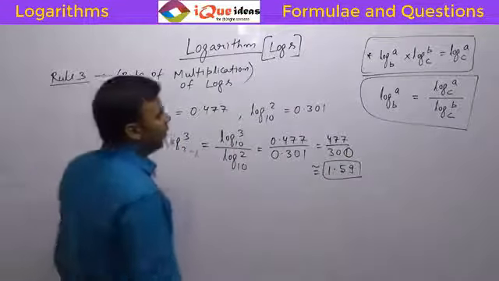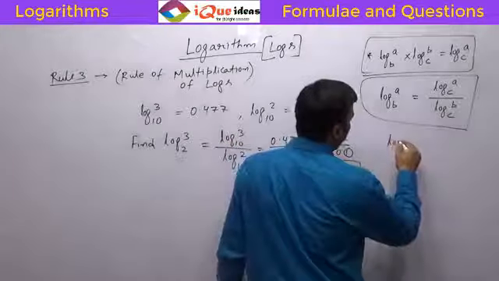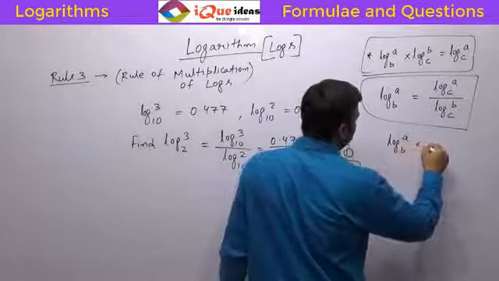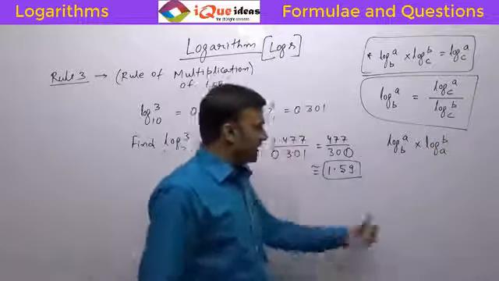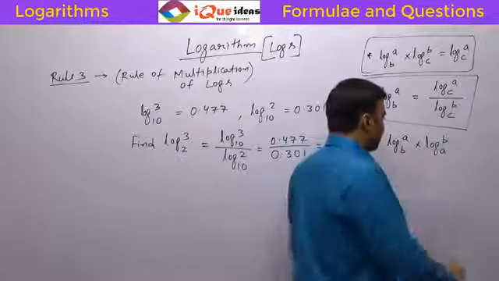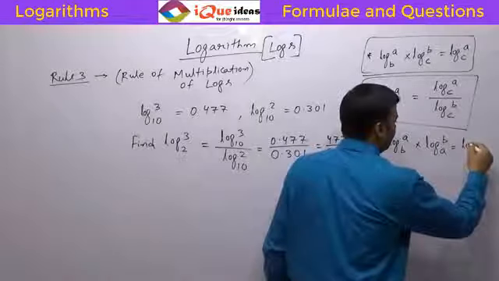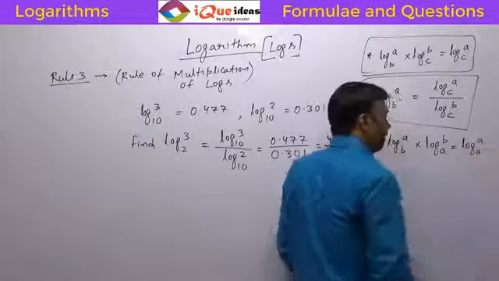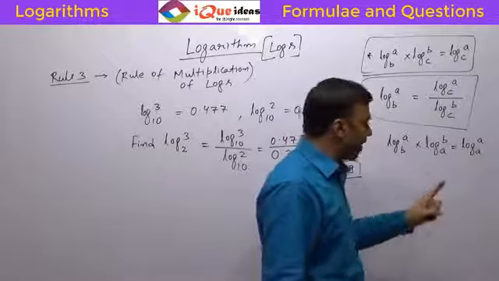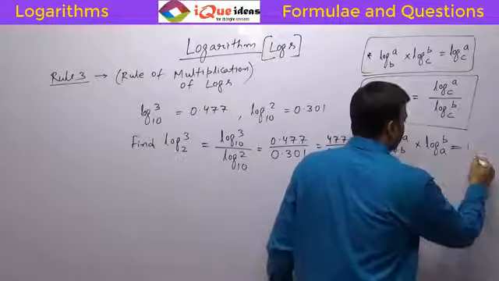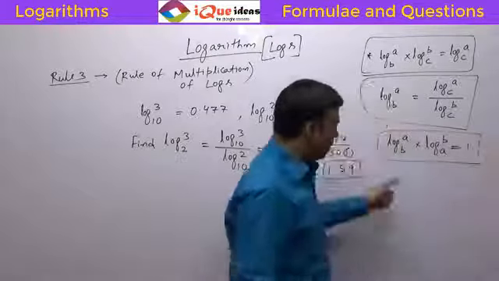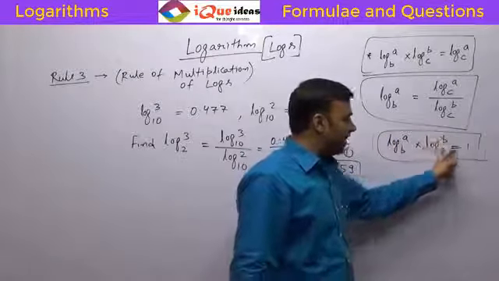Let's go back here. What if I have log a to the base b into log b to the base a? What will happen here? Suppose I take b as the common number and it goes away. We will be left with log a to the base a. Now what is log a to the base a? It is 1. So log a to the base b into log b to the base a is equal to 1.